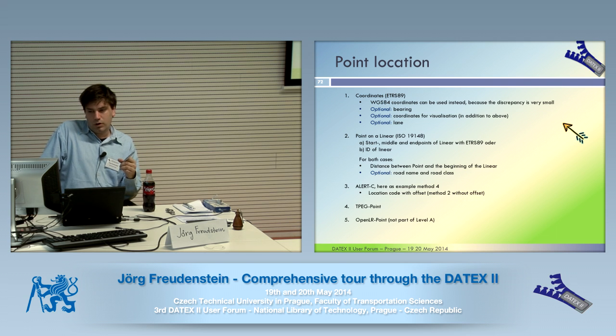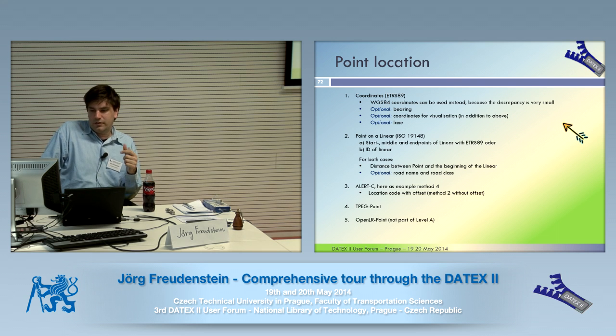Another method is the point on a linear. That means you define some linear element. You can do it with several methods. You can do it by coordinates again, and you can do it by ID. And then you set the distance between the starting point and the point you are looking at. So this is another methodology to denote a point on a linear.